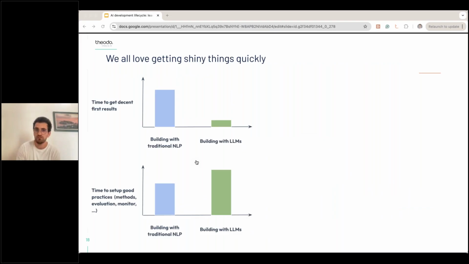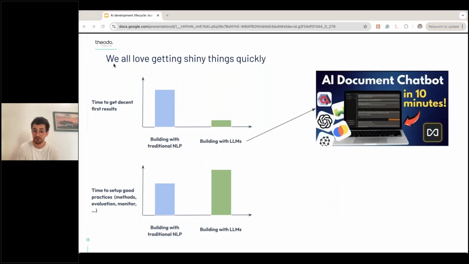Since we all love getting shiny things quickly, when people see that it's very fast to get first good results, they want to do that. They want to build this kind of chatbot in 10 minutes. And when they see good practices are very hard to set up, they often fade away.